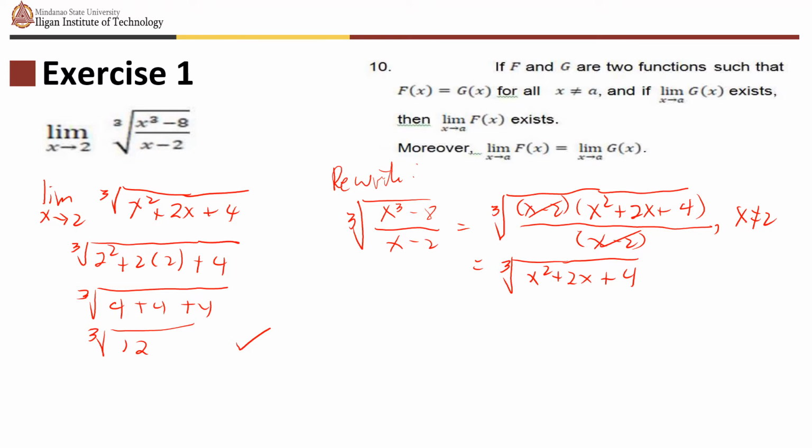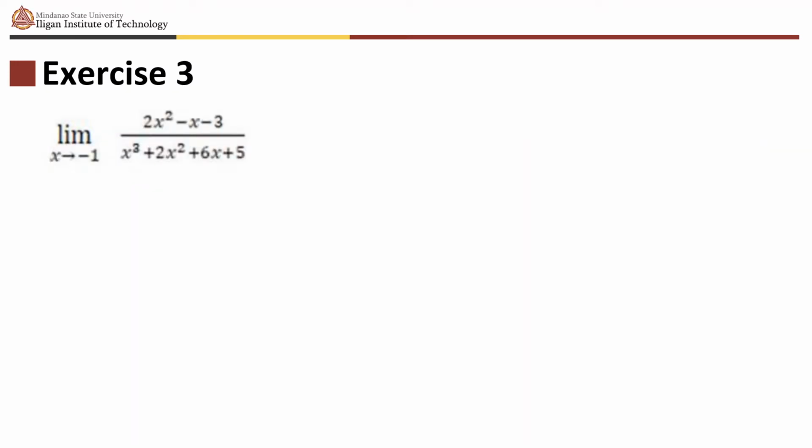So next we go to this one. This time we're going to solve for the limit of 2x squared minus x minus 3 all over x cubed plus 2x squared plus 6x plus 5 as x approaches minus 1. Now what we're going to do is to make use still of the limit theorem number 10, that is, we're going to find a function here which will be equivalent to this function, and that's what we're going to take the limit of.